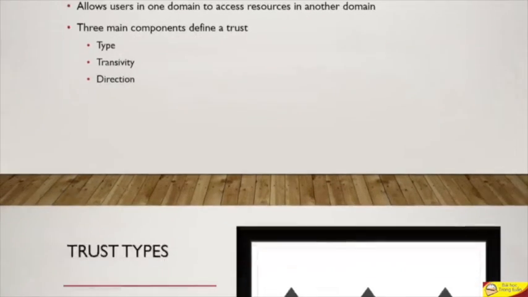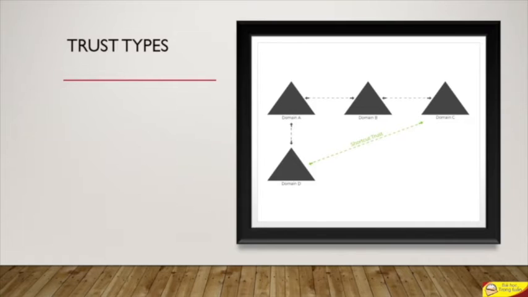Okay, so let's talk more about the type of trust. Now, the first type that we have here is the parent-child type. And this is a trust that's automatically created if you add a subdomain. So if I have domain A that you can see in this picture, and I create domain D, and it's a subdomain to domain A, then there will be an automatic two-way transitive trust that will be created between domain A and domain D. And this would be a parent-child trust.